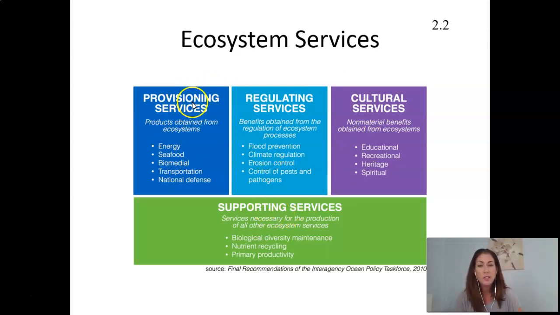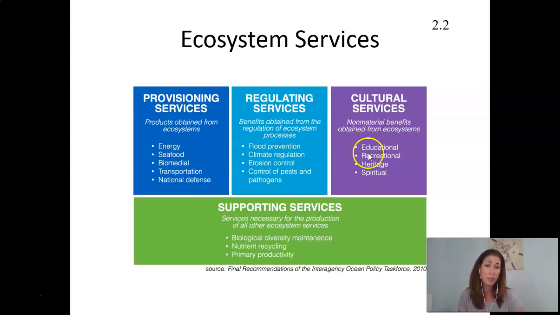So provisioning services tends to be things we get, so it's tangible stuff, like energy or food or medicine, that we get from the biodiversity that exists. Regulating services are things that help to keep the ecosystem running smoothly. So things like flood prevention, how mangroves and swamplands will help to prevent floods when storms come through. Erosion control, how tree roots will anchor soil and help to prevent erosion.